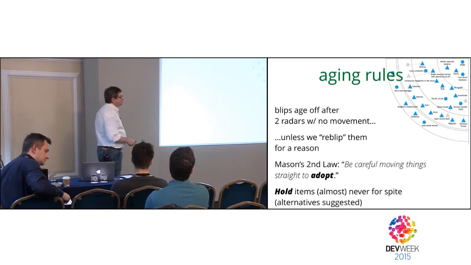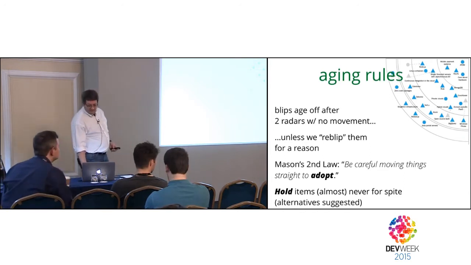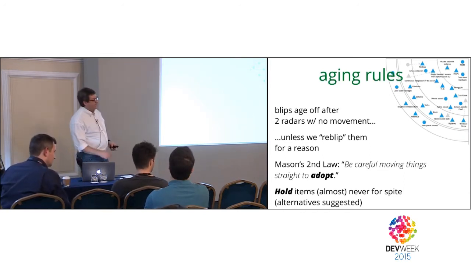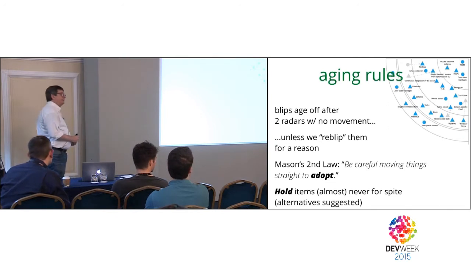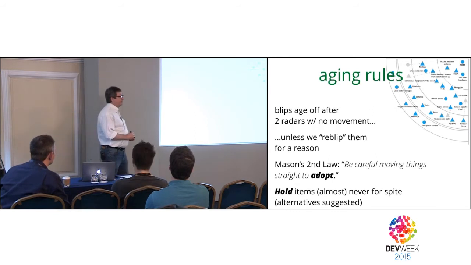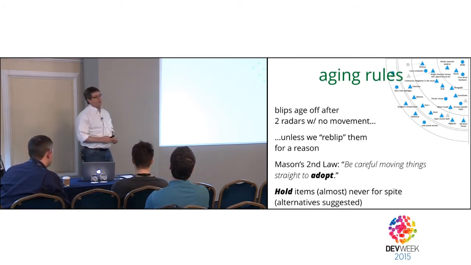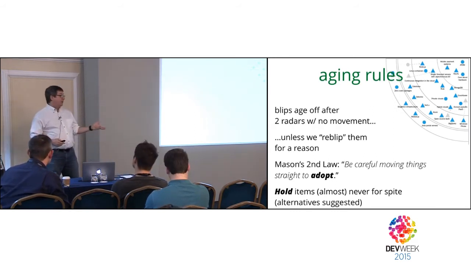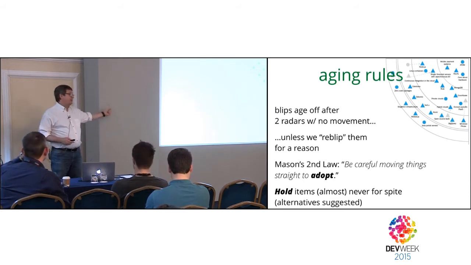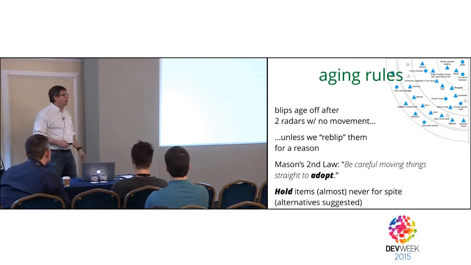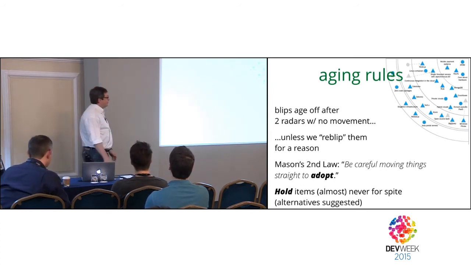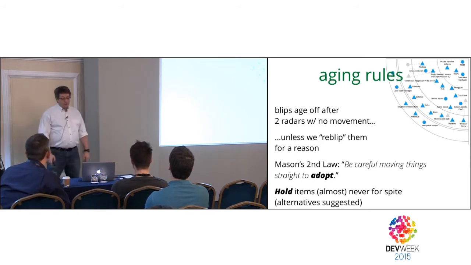Does the 2 radars rule apply to all the rings? So if it's in hold for 2, then it fades out. Yep, if it languishes in any ring for 2 radars, then it fades away. Very often we'll have things pop up in assess, and they don't play out, and they'll fade off of a radar and disappear. In fact, some things fade off after 1 radar because they don't play out in the way that we thought they might. So our aging rules: blips age off after 2 radars with no movement.